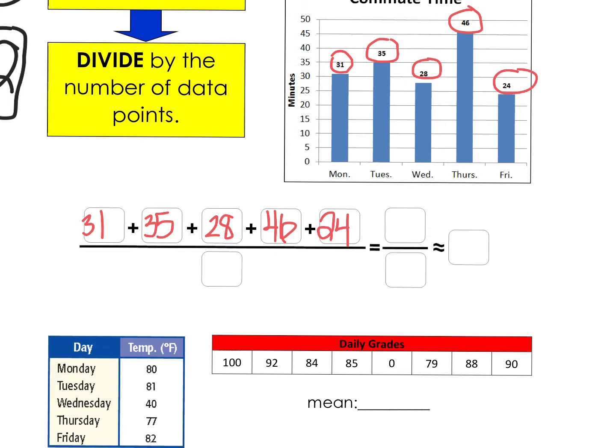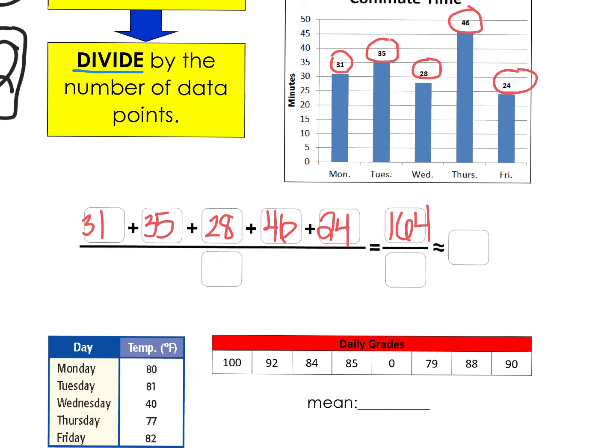All right, and when I add all these up, I add up 31, 35, 28, 46, 24. I get, and you can plug it in your calculator if you need to, 164. Now that I've done step one, I'm going to look at step two. Step two says to divide by the number of data points. That means how many numbers you added up.